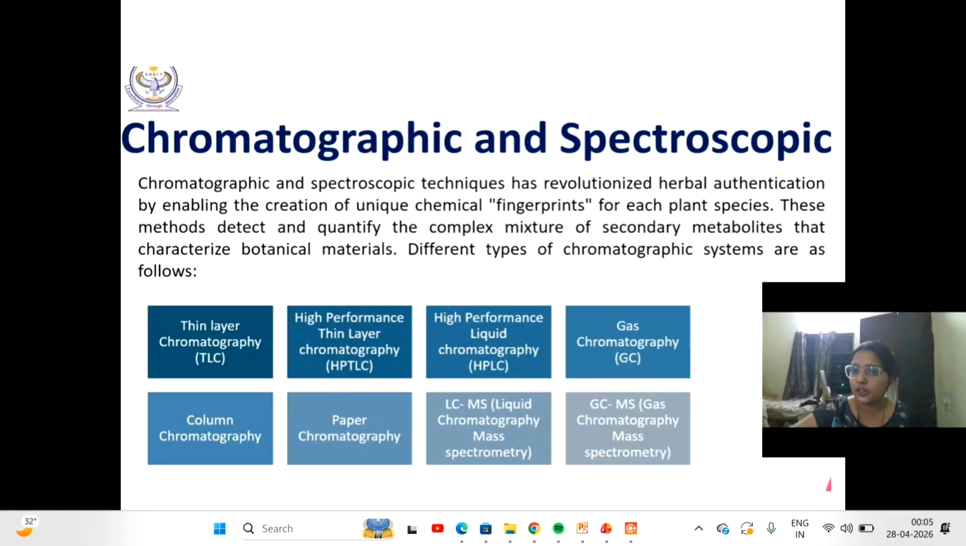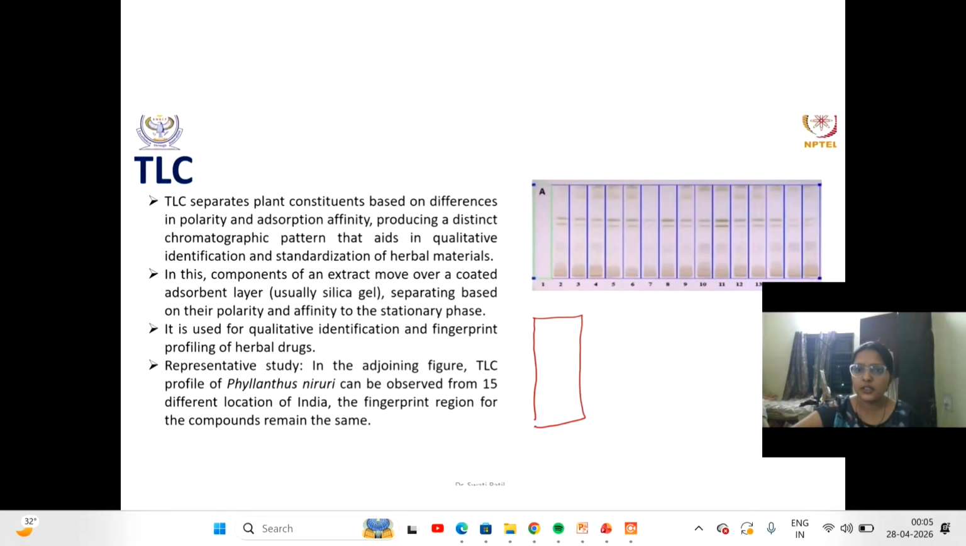characteristic of botanical material. How these systems are present, like thin layer chromatography, TLC, high performance thin layer chromatography, HPTLC, high performance liquid chromatography, HPLC, gas chromatography, GC, column chromatography, paper chromatography, LCMS liquid chromatography mass spectroscopy, GCMS gas chromatography mass spectroscopy. So these are some things which we'll learn in detail, or we'll see that these could be seen for the identification. So like the TLC, you can see this plate.